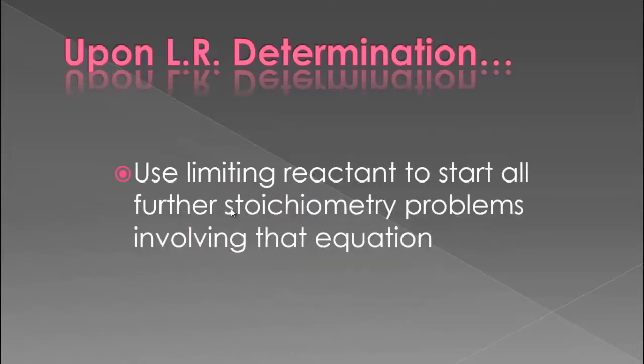Then once we have determined the limiting reactant, any further problems that we use with that equation is going to use or start with that limiting reactant. So basically we're going to narrow down our two given numbers to just one number that we are going to use over and over and over.